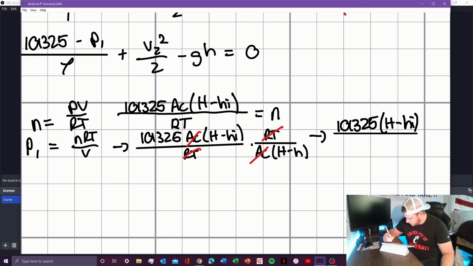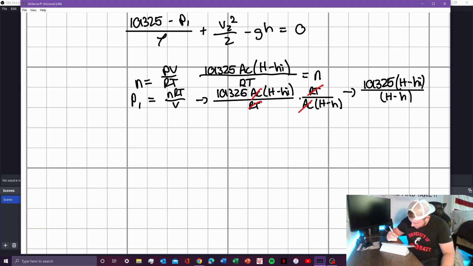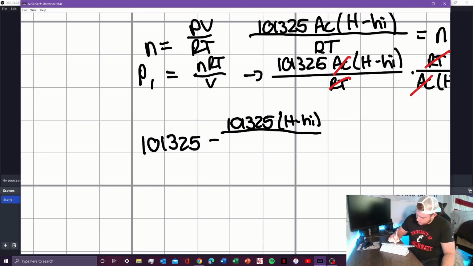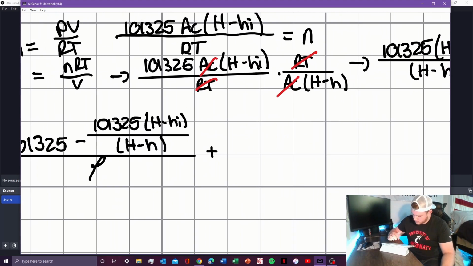H minus the height at any given time. So then we can plug that back into our equation, which gives us 101,325 minus 101,325 times (H minus H initial of the water) over (H minus the height at any given time), all of that over rho, the density of the water, plus V2 squared over 2 minus GH equal to 0.